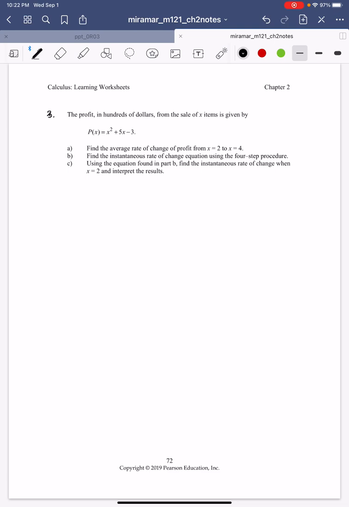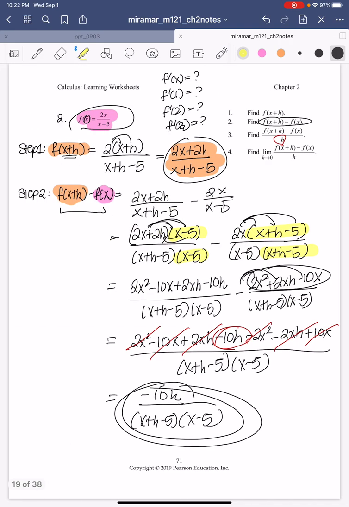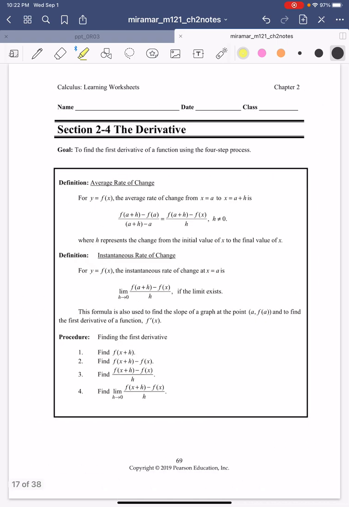Part A. Find the average rate of change of profit from x equal 2 to x equal 4. Notice the words average rate of change from x equal 2 to x equal 4. So what does that mean? That means I'm only doing this one here. Not doing the limit yet.